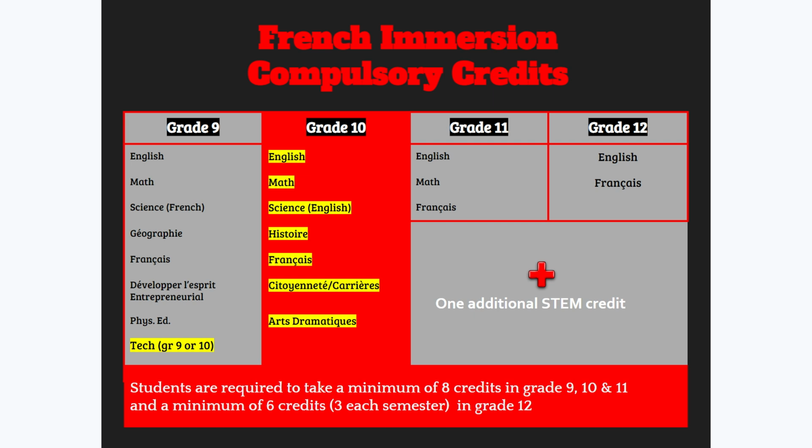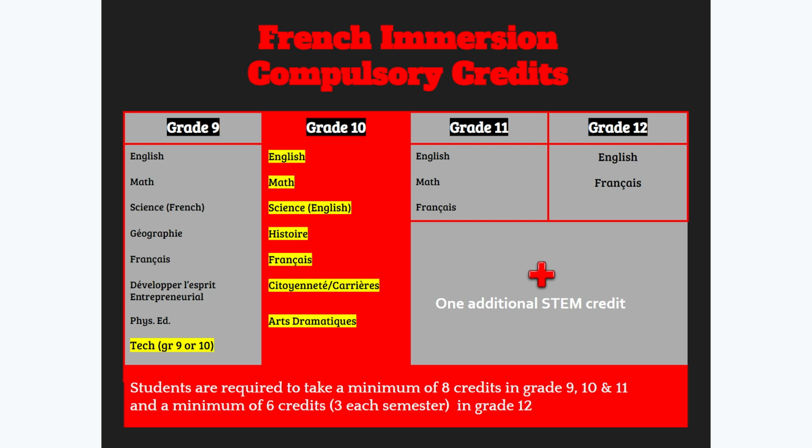In grade 11, English, math, and science are your compulsory courses. And in grade 12, English and French are your compulsory courses. In addition to these courses, you also must complete one STEM-related course. However, your STEM requirement is met in grade 9 with your compulsory French immersion business course.